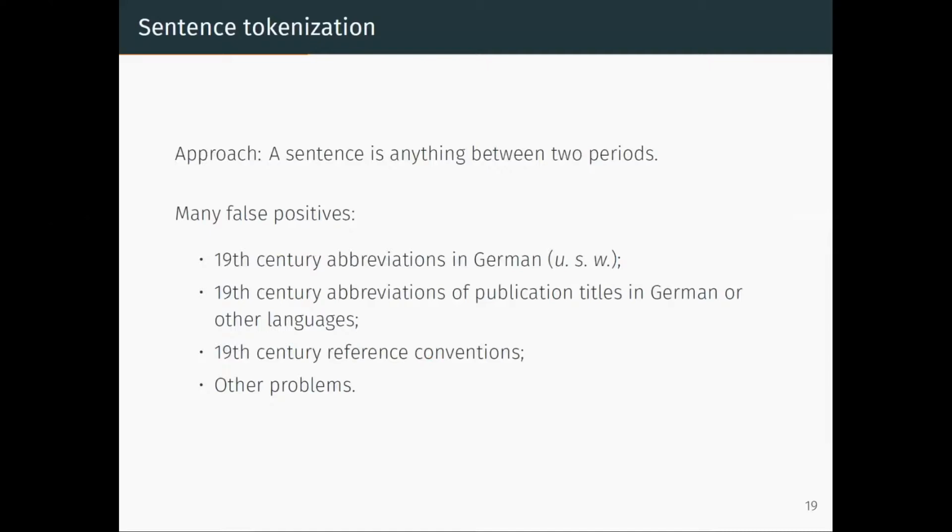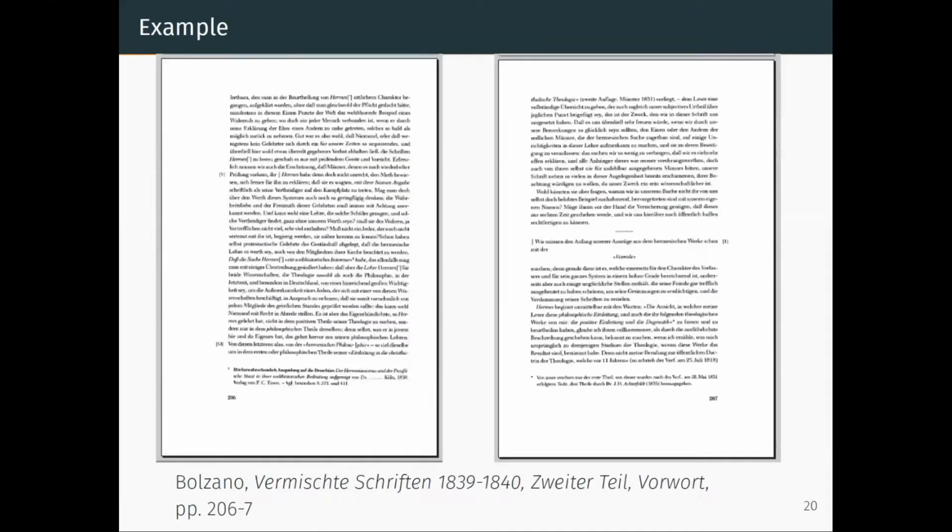For example, abbreviations. In German, "und so weiter", "usw.", every time with a period. Abbreviations of publication titles, reference conventions, and many other problems. So we obtained very many false positives. And it looks like this, for example. This is two pages from a book by Bolzano.